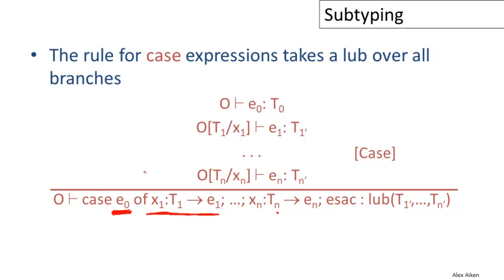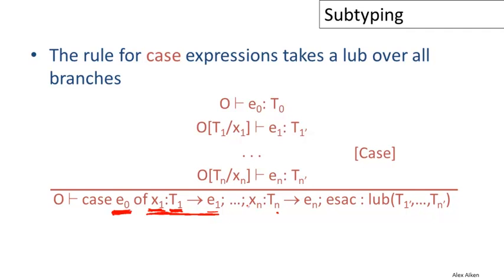And what is it going to do? It's going to compare the type of E0 at runtime to the type T1. And if T1 is a supertype of the runtime type of E0, and in fact it is the smallest supertype of all the possible branches, then it's going to pick this branch. It's going to bind x1 to the value of E0, retype it as type T1, and then evaluate E1. So you can see in what sense it's a glorified if-then-else.